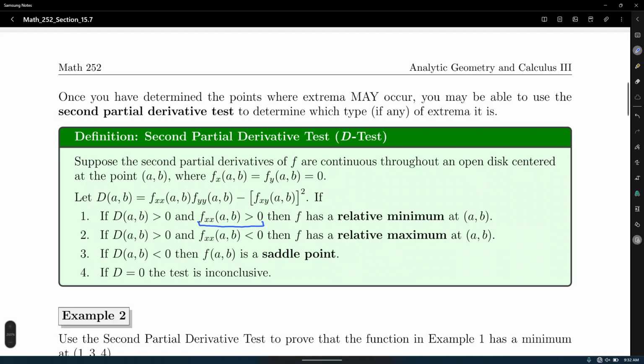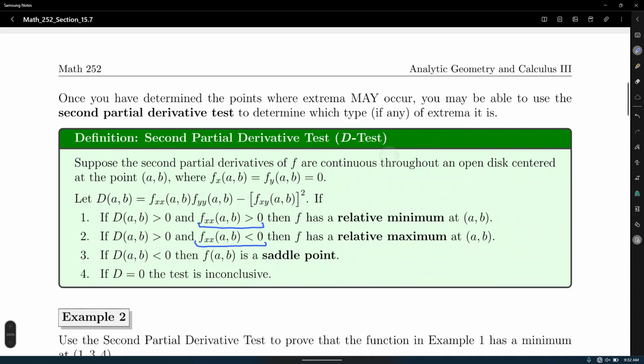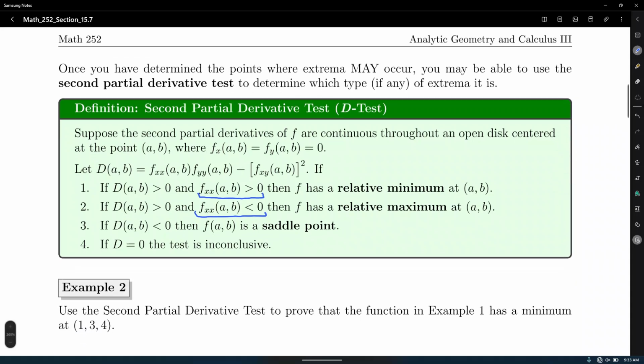Twice with respect to x. If D is positive and the second partial with respect to x is this time negative, then we're going to have a relative maximum because again, the second derivative, if negative, means concave down. Concave down, doesn't that look like having a maximum? So, geometrically it makes sense either way.